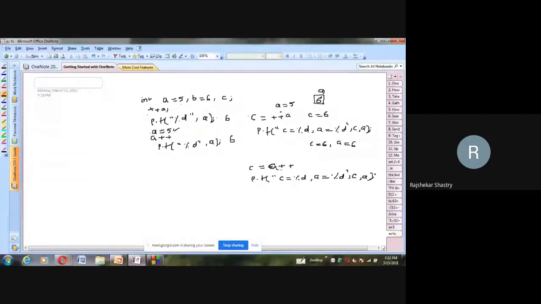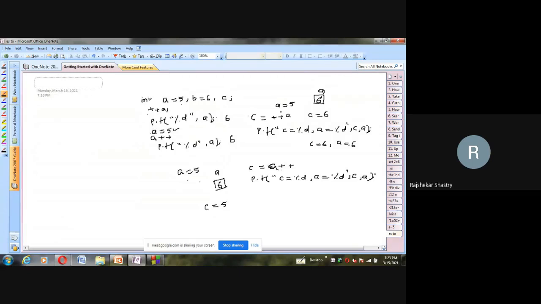In that case, first of all, the old value of A is how much? 5, right? The old value of A will be used in the expression. So C is equal to 5, and later the increment will take place. So the increment of A by 1 means A will become 6 here.